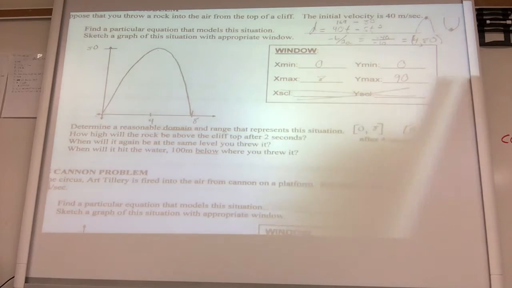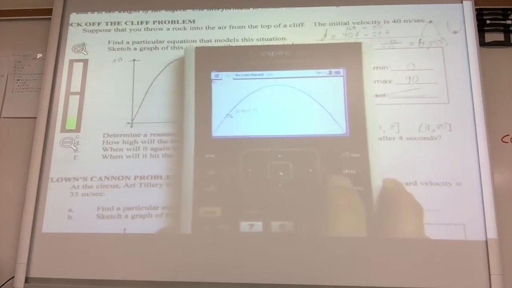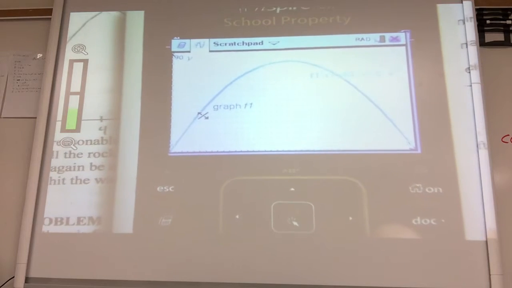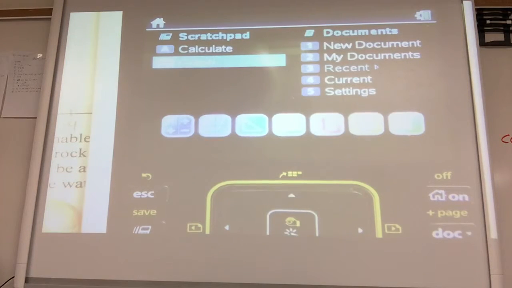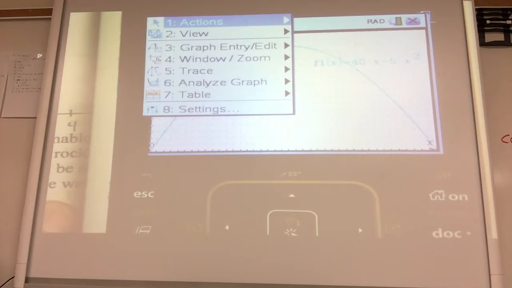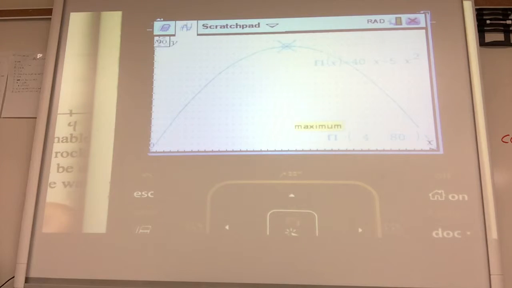How high will the rock be above the cliff after 2 seconds? Well, that's again a question for the calculator, so I'm going to zoom in. I talked about this on yesterday's video, so I'm not going to explain it much. I'm going to go to Menu, Trace, which is 5, and then 1, Graph Trace. At 2 seconds, I type in 2, it's 60 feet high. At 4 seconds, I type in 4, it's 80 feet high.